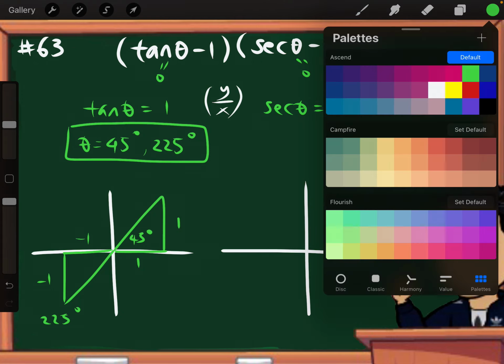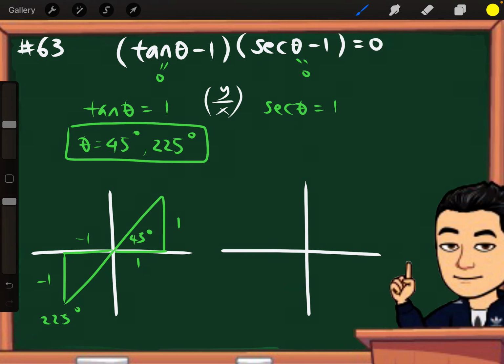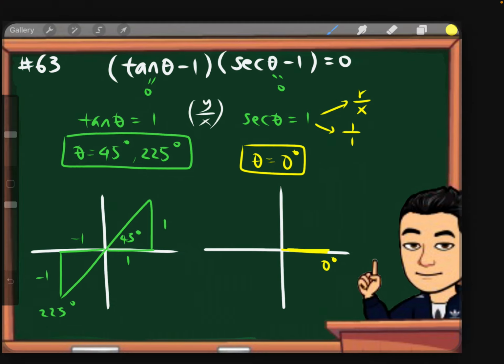We're not done there, so let's check out the other one. Secant theta equals 1. You know that secant is r over x, which means 1 is 1 over 1, so your radius is going to be 1 and your x is going to be 1. This is the only measure that we're going to get, so it's 0 degrees. Theta equals 0 degrees. So 3 measures for 63.